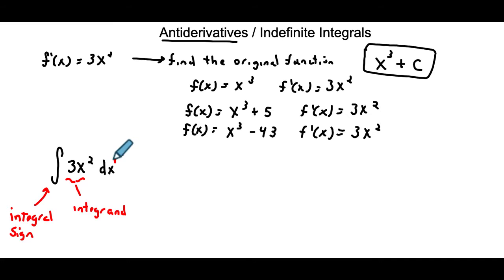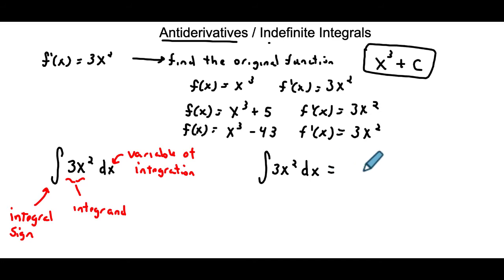And this dx tells us that this function was differentiated with respect to the x variable. So this tells us our variable of integration, or it's sometimes referred to as the independent variable of the equation. So x is our independent variable. So this is our variable of integration. So I'd say the integral of 3x squared dx is equal to x cubed plus c. And that is my antiderivative or my indefinite integral.